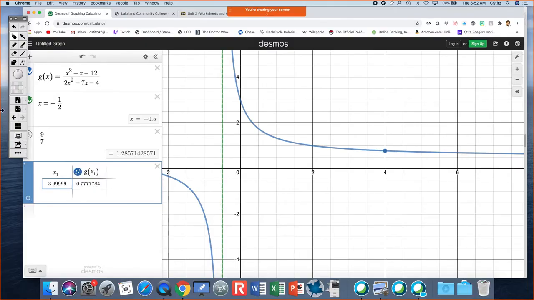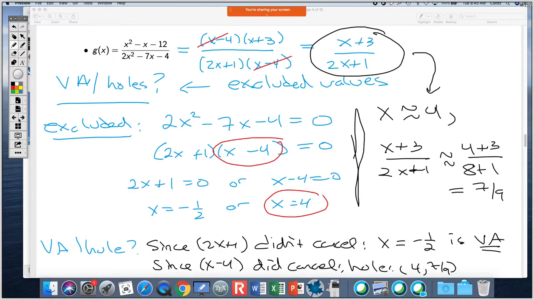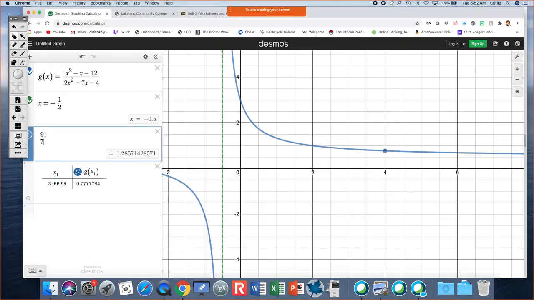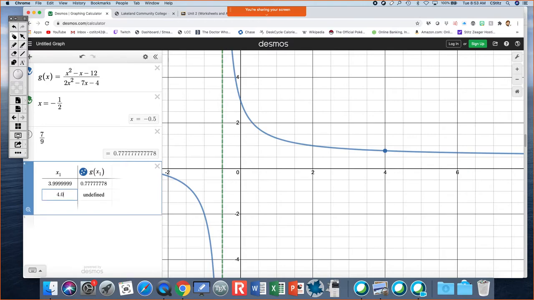Wait, was it 9/7 or 7/9? Did I just goof that? 7/9. Well, that would help if I had the right target in there. 7/9. Boom. There's 7/9, 0.7 repeating. So we can see here as I get closer and closer to 4, the y values are getting closer and closer to 0.7 repeating. And if I come into 4 from the other way, I get the same stuff. Okay? So that graphically checks our answer.